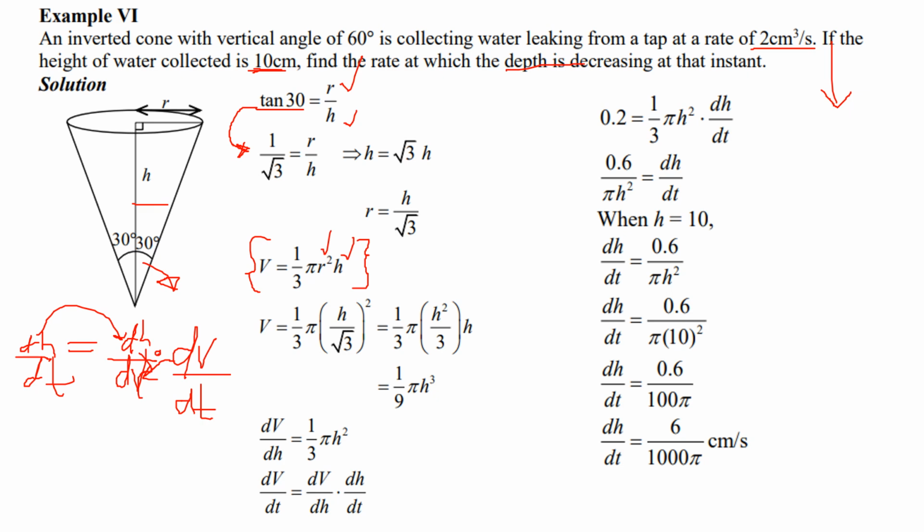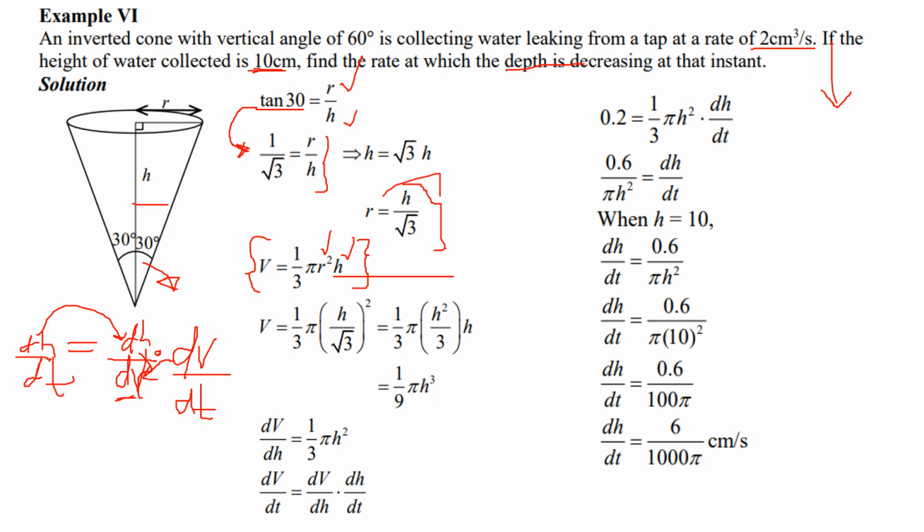So this is going to be 1 divided by root 3 being equal to r divided by h, and expressing one in terms of the other, we are going to have r being equal to, if you make r the subject here, r is going to be equal to h divided by root 3. We are making r the subject because we want to find dV/dh, and the only way to find dV/dh, we need to express the volume in terms of h only.